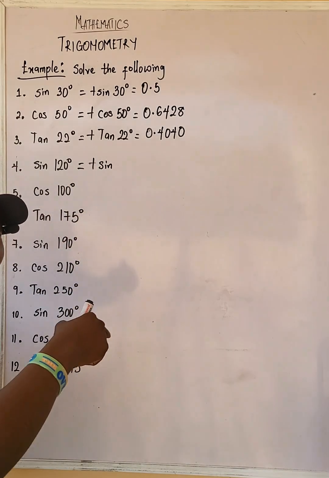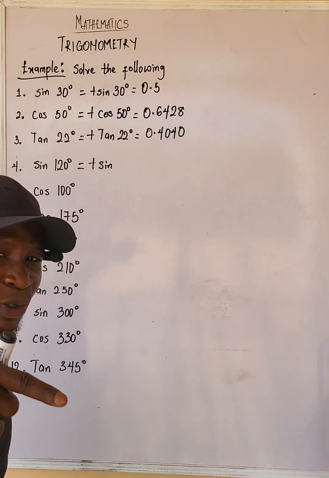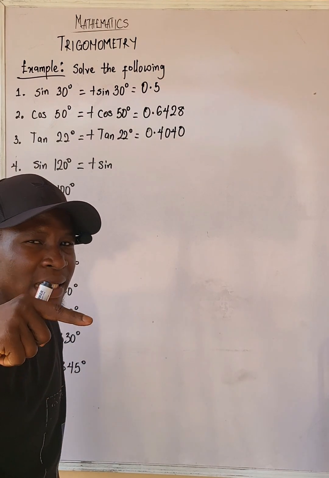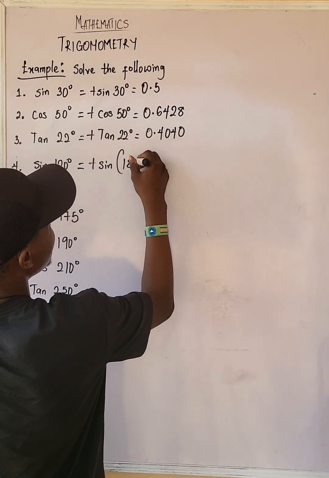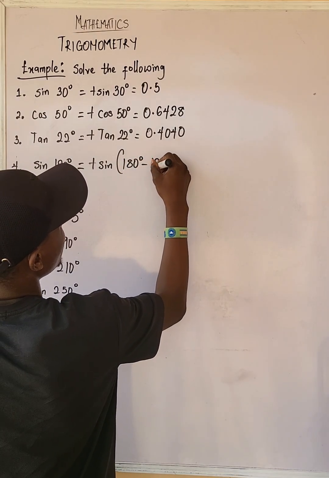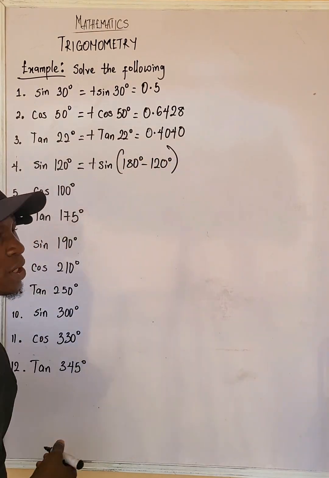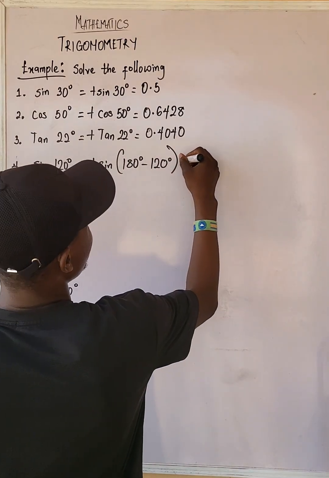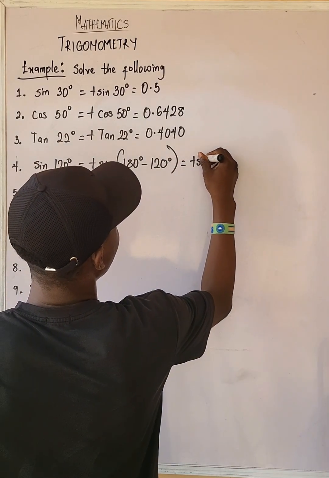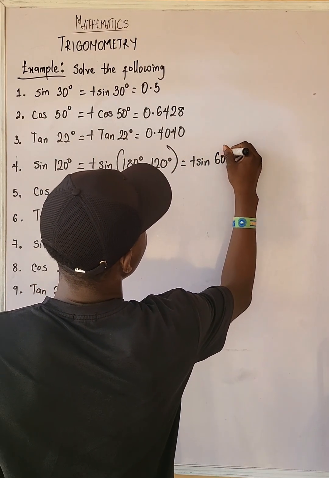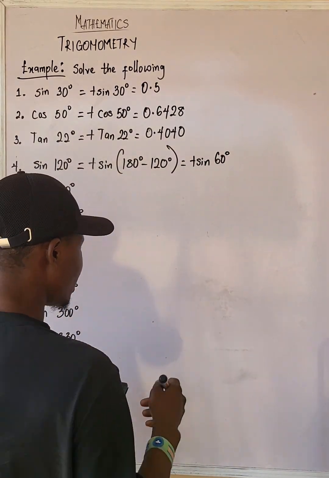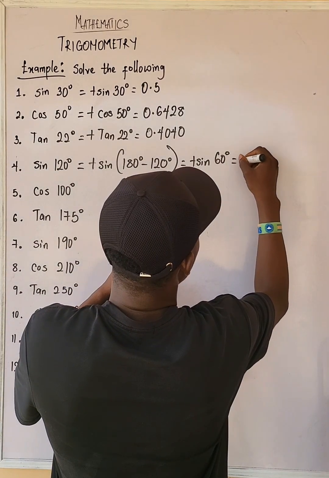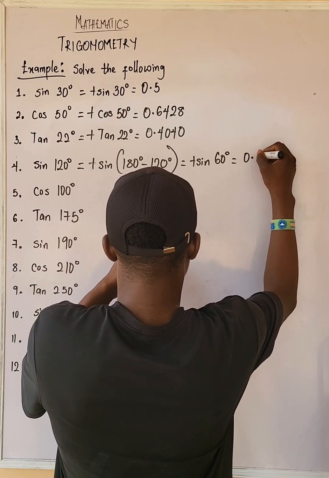So how do you get the angle on the second quadrant? I said on the second quadrant, it is 180 minus that angle. So that will give us 180 degrees minus 120 degrees. Do you understand what we just did? So it's going to give us plus sine 60 degrees. And what is sine 60 degrees? Sine 60 degrees will give us 0.8660.